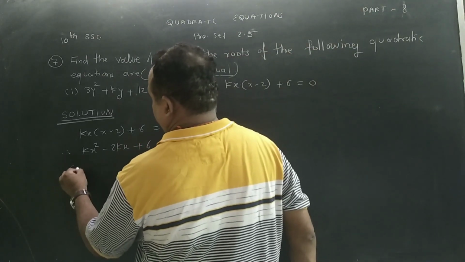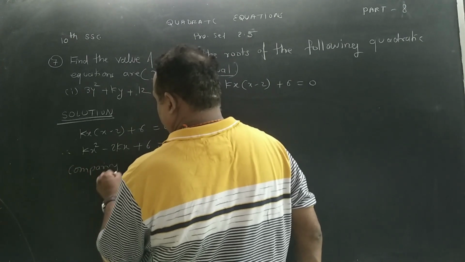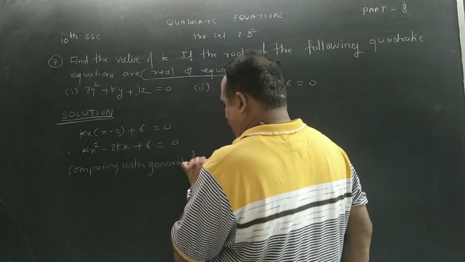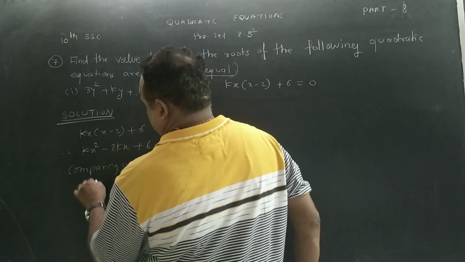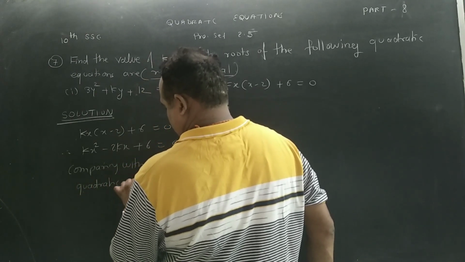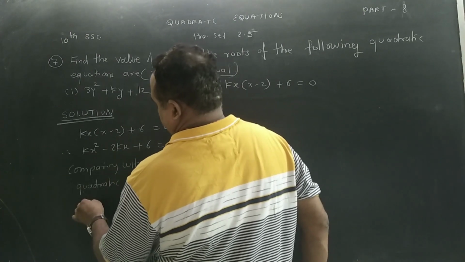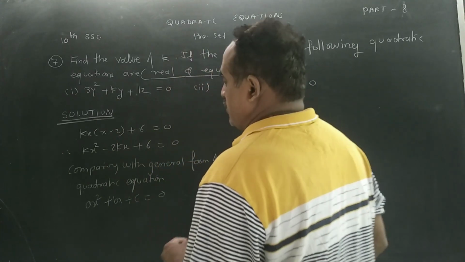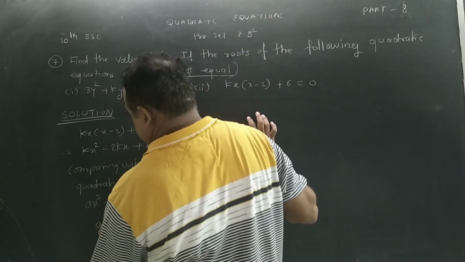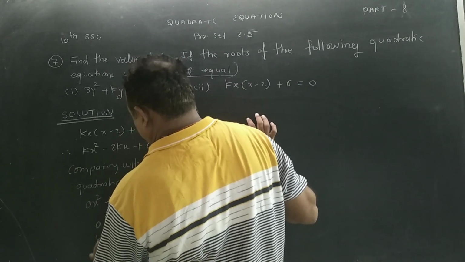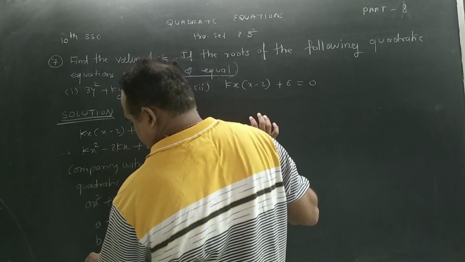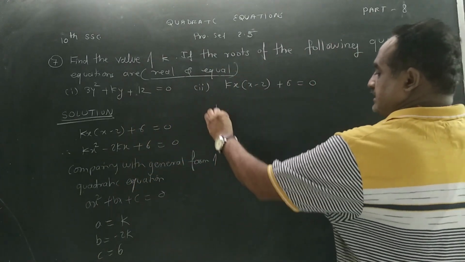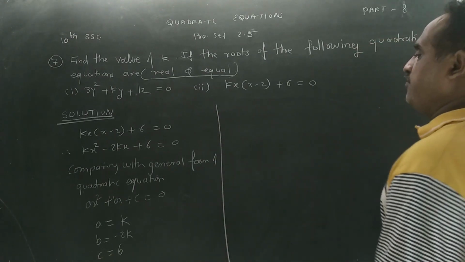For that, we are going to compare it with the general form of a quadratic equation. What is that? ax square plus bx plus c is equal to 0. Value of a is equal to k. Value of b is equal to minus 2k. And value of c is equal to 6. Is it right? Then we are going to find the value of the discriminant.